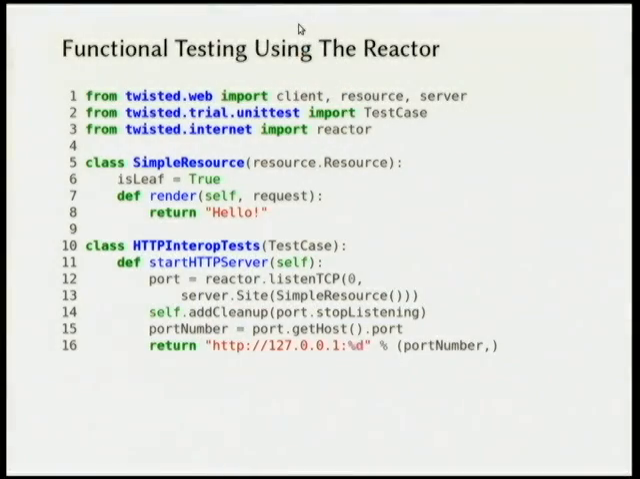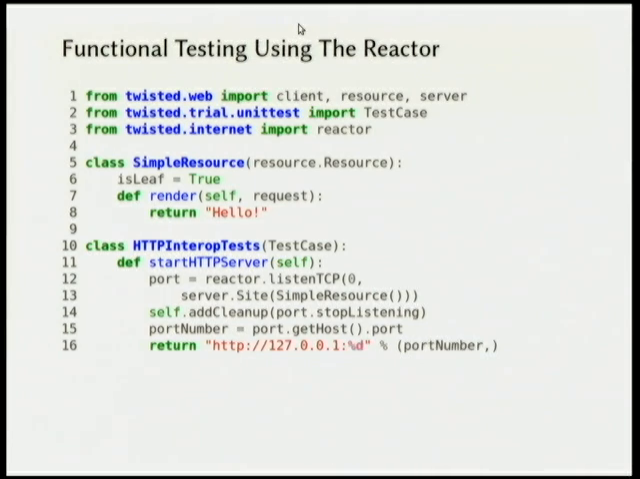So this is an end-to-end test. We're going to start up a real web server and a real web client, and have them talk to each other over TCP. So we have a resource object, which is just how you publish pages on Twisted's web server, and it's just always going to return hello. It's just a very trivial web server.